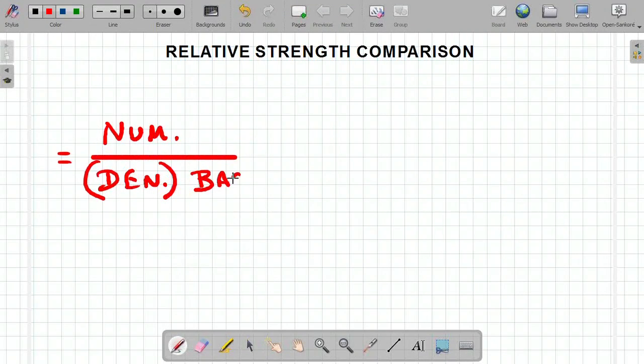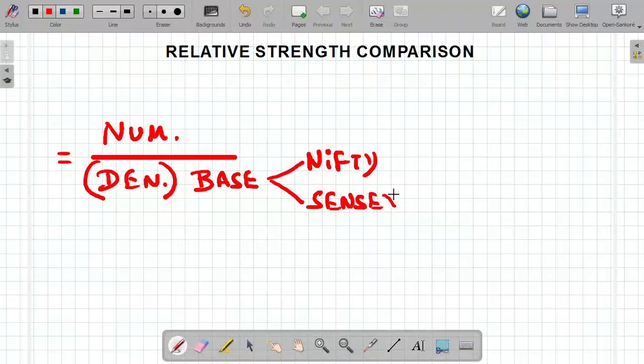So the base needs to be some kind of a benchmark index. And the benchmark index, in our case, the best benchmark is the Nifty, or you can take the proxy, which is the Sensex, if you want to compare with the quality of the market.